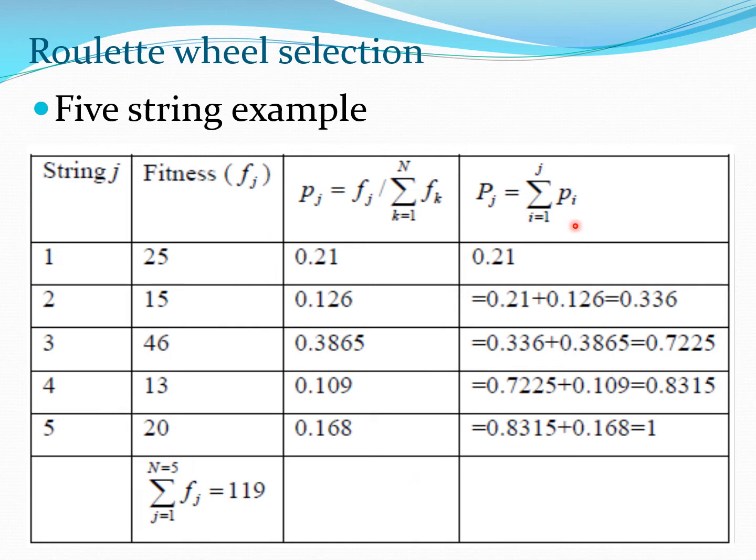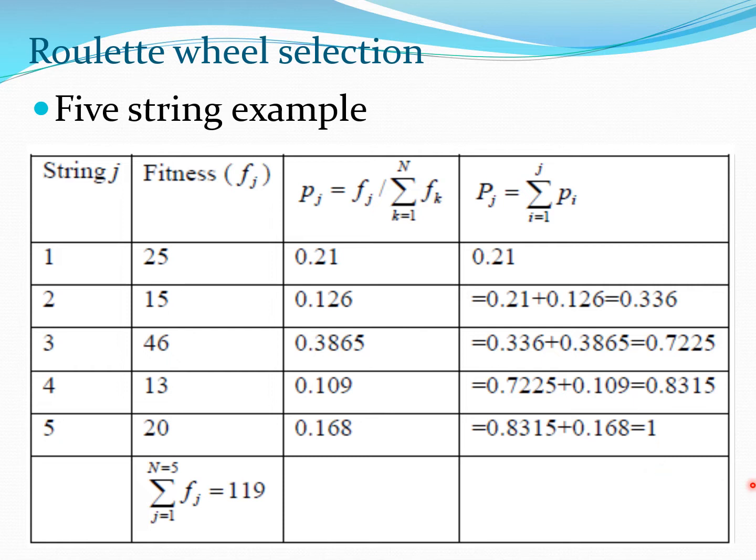The next thing is you find the cumulative probability. And this is essentially the probability up to the string or up to the point which has happened till now. So in the first case, it's simply 0.21. In the second case, you take 0.21 and you add 0.126 to it, so you get 0.336. Then you take 0.336, you add the current point to it, you get 0.7225. Continue similarly. The last point you take 0.8315, add 0.168 to it, and you get 1. So at the end of this summation, your cumulative probability should become 1. That is something which will happen in simple GA.